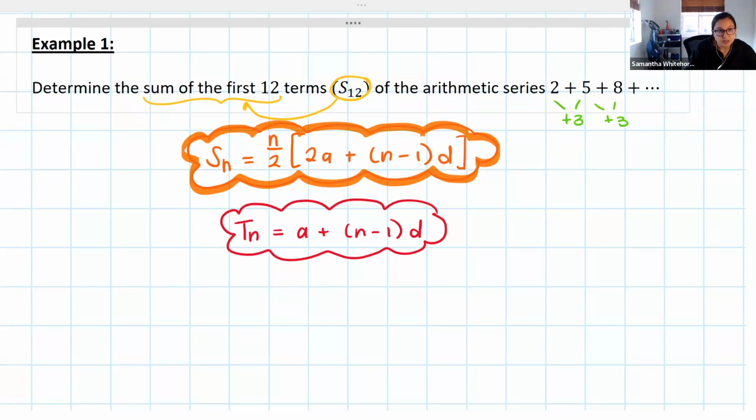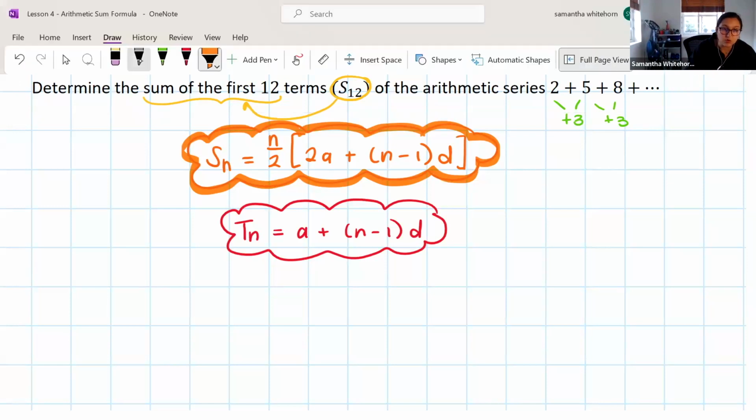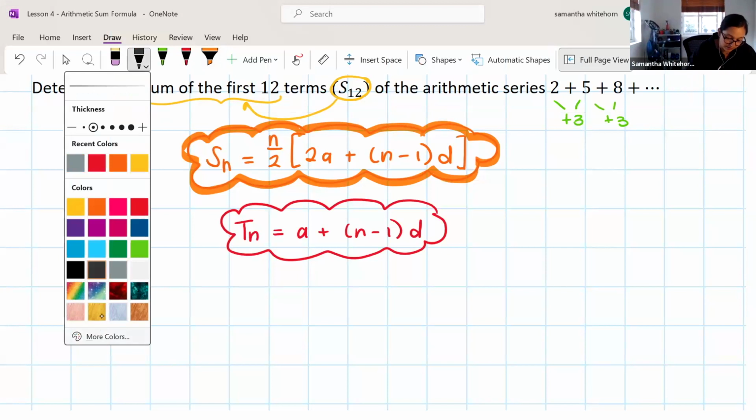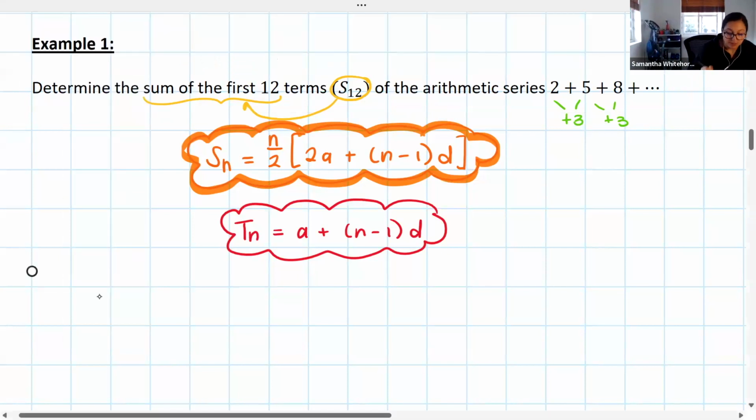All right, so we're going to use the sum formula again on the formula sheet. Because it's on the formula sheet, grade 12, you don't have to write it down. So you can just go straight into a substitution. If you want to write it down, that's fine, but you don't have to. And so we now want the sum of 12 terms.